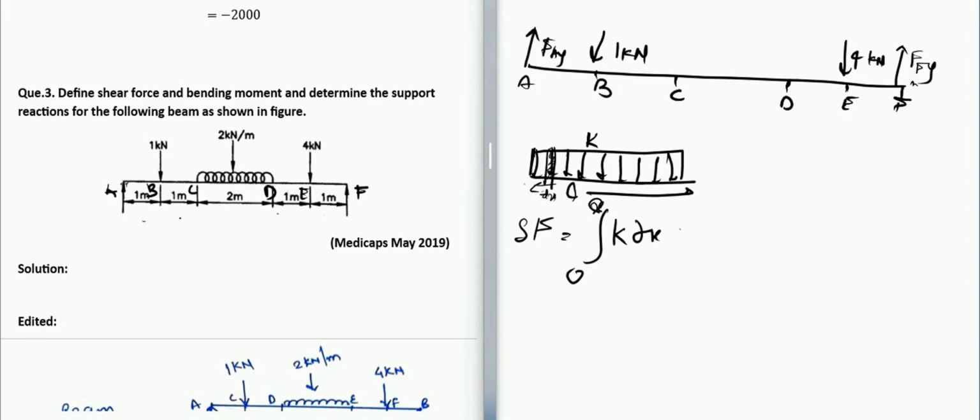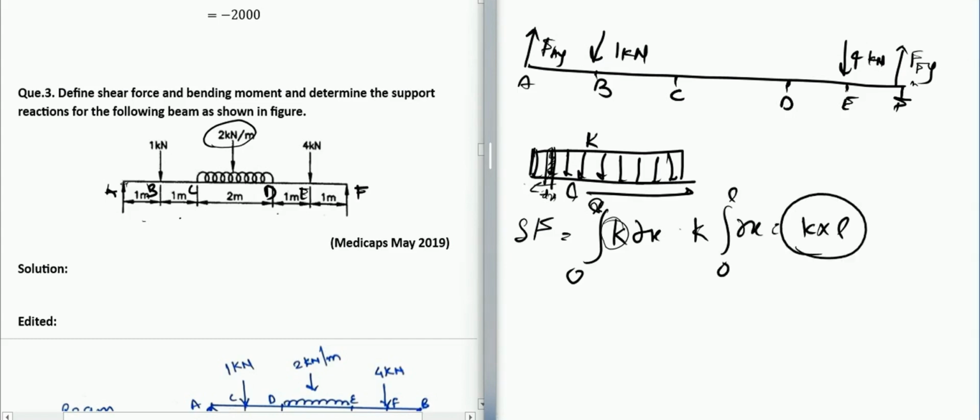For a rectangular load, K will be constant. As you can see in our problem, it is 2 kilonewton per meter, which is a constant. So just take it out, and what you are left with is K into L, with limits 0 to L. So this is the total magnitude of this load, and it will be acting at the center of the beam. The center of the beam will be L by 2 from either side.